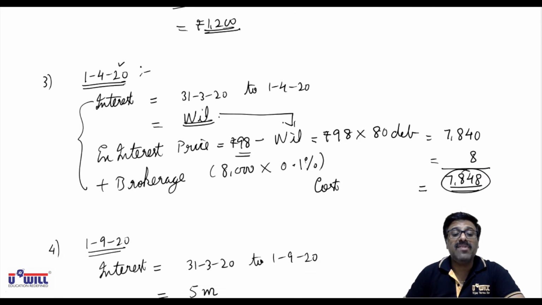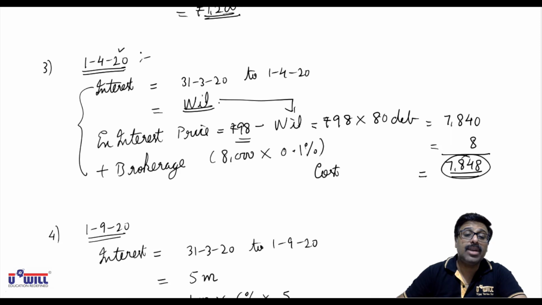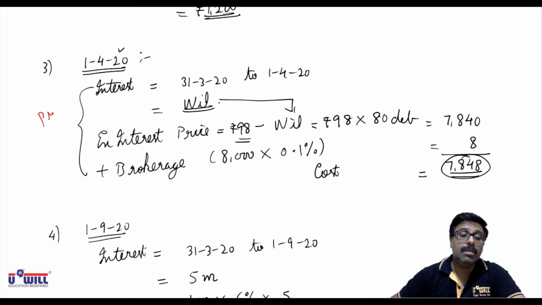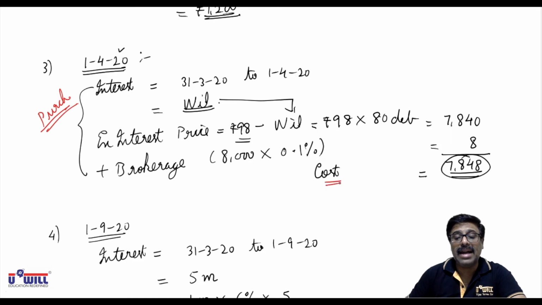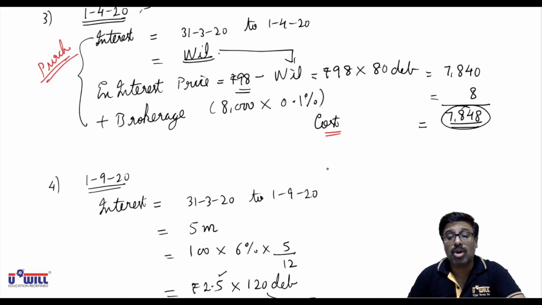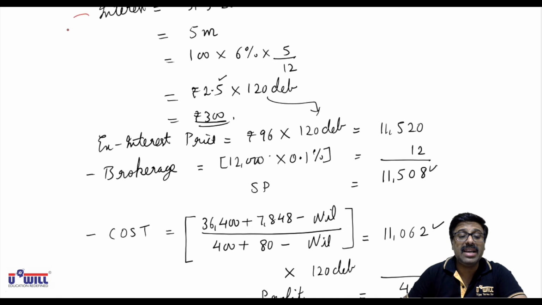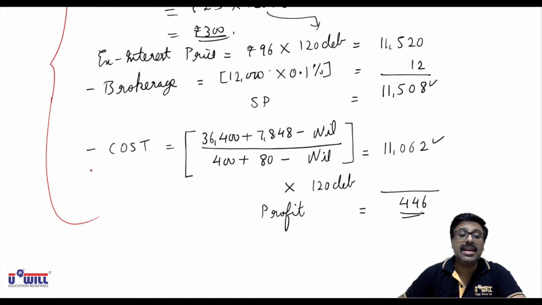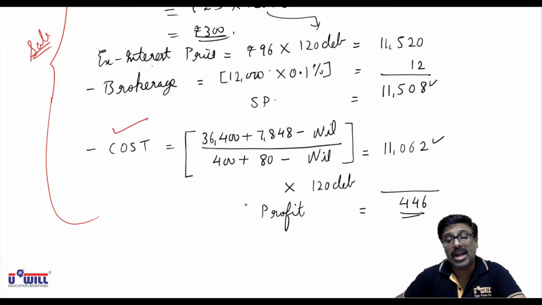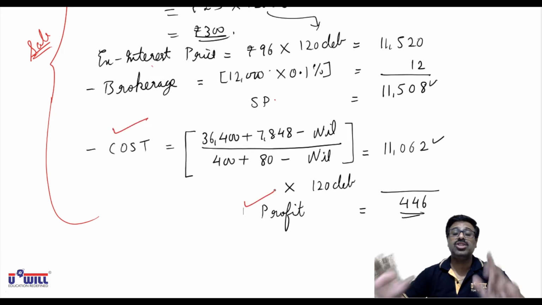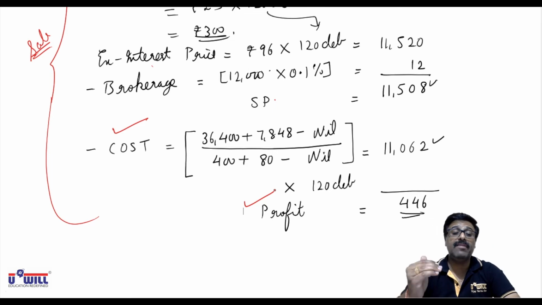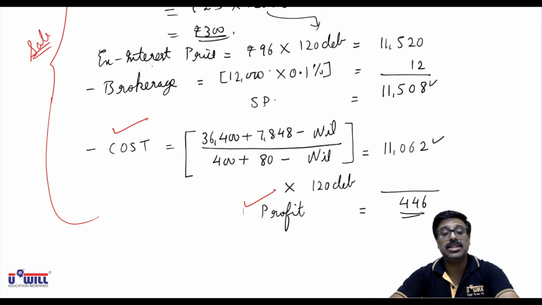Keep it in mind: if there is a purchase, then your workings will end at the ex-interest price or cost. But if there is a sale transaction, then after the ex-interest price and selling price, you will find the cost price also and profit or loss also. These two things will be worked out whenever you sell any security.